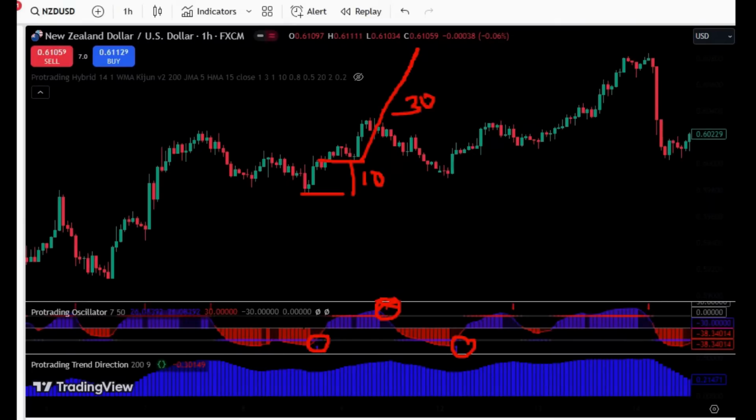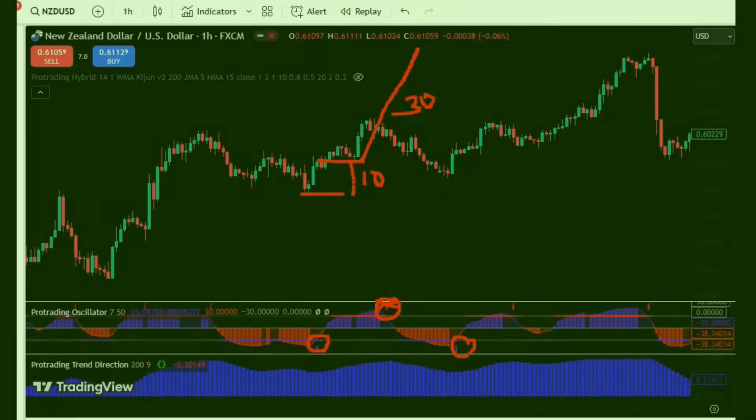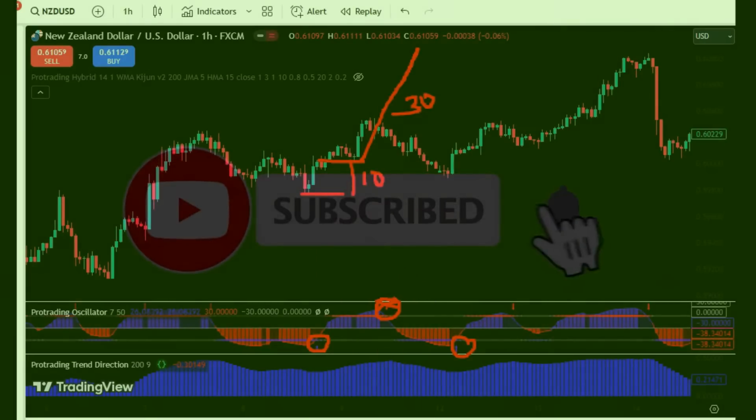Once you enter the market, you put your stop loss, you put your take profit. All you need is to stay in the market and be managing your trade. As the trend is moving in your direction, you will be managing your trade until your take profit is hit or you are stopped out based on moving your trailing stop.